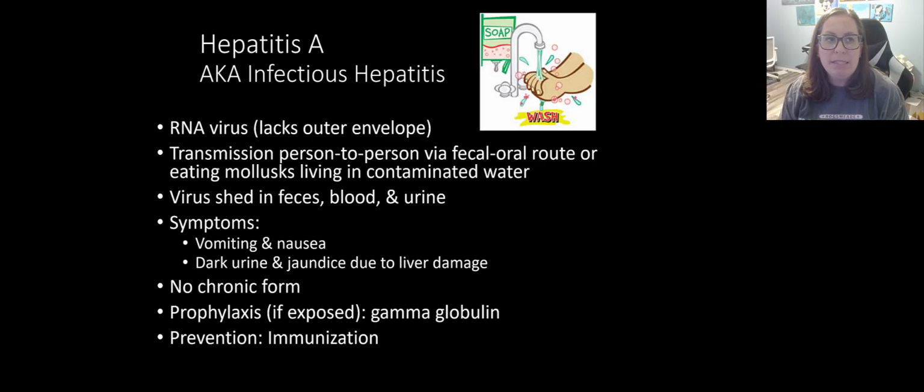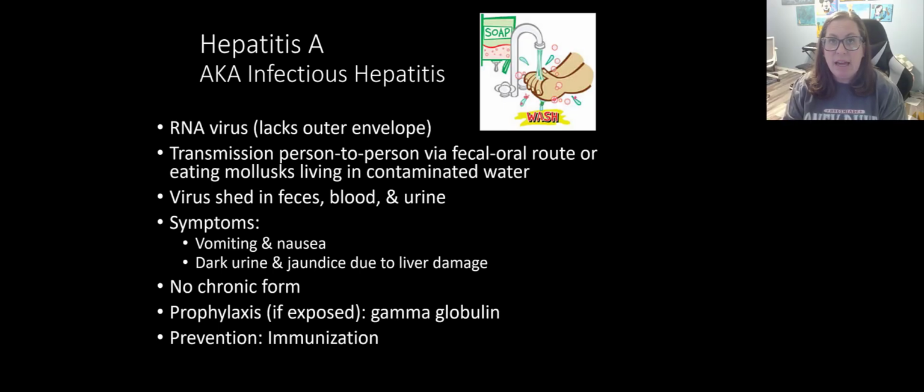The next one is hepatitis A. Hepatitis A is also known as the infectious type of hepatitis. It is an RNA virus, but it does lack an outer envelope. So it doesn't have that special structure of that outer envelope around it. We do see transmission from person to person, and it's through the fecal-oral route. Or again, eating something that is contaminated, like mollusks specifically.